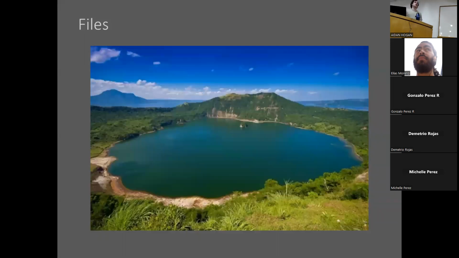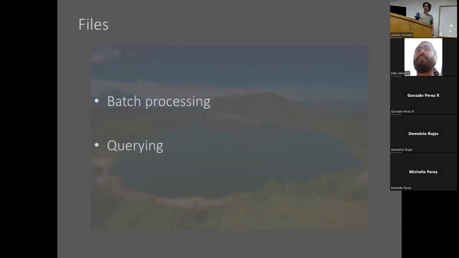Thus far, we've looked at files that have been static, basically what are sometimes called data lakes, where we have a bunch of data residing in HDFS or in Spark that we'd like to process. The key things here are that we have some batch processing, and we want to run some queries over these data.